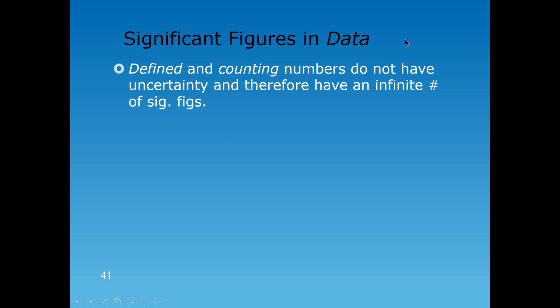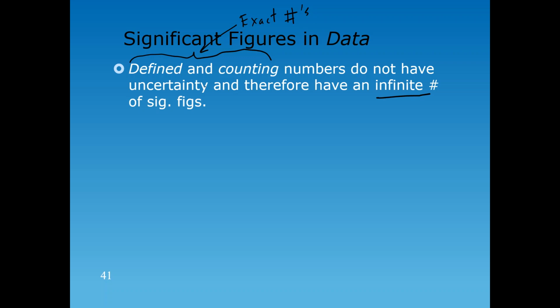But there's another type of number that you will meet in the sciences and in chemistry. These are called defined numbers or counting numbers. We call them collectively exact numbers. So let me write this down here. Defined or counting numbers are known as exact numbers. And the thing about exact numbers is that they have an infinite number of significant figures.